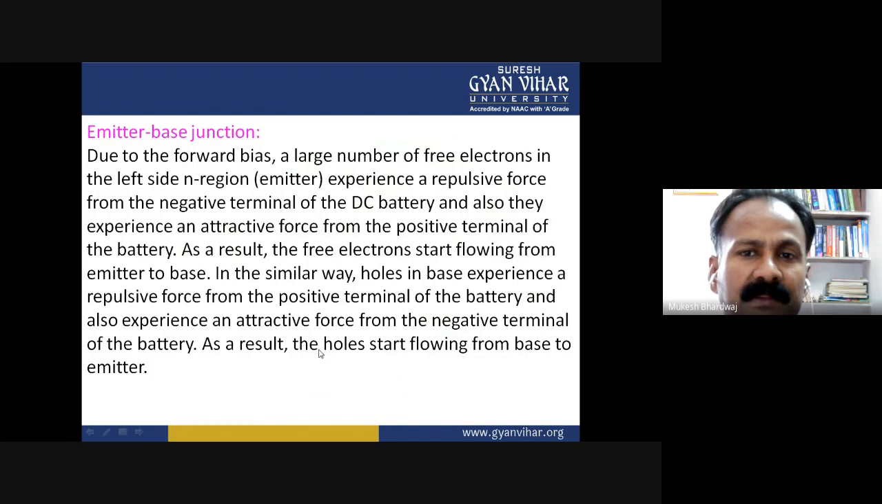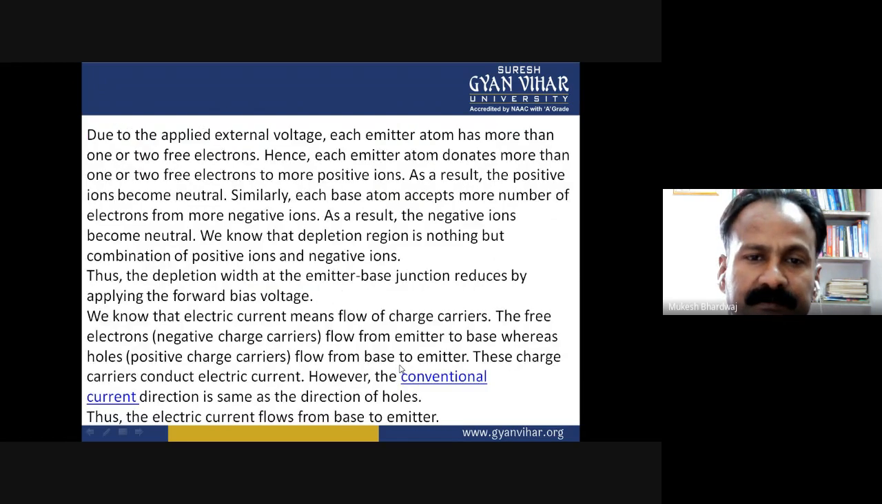Due to the forward bias, large number of free electrons in the left side N region experience a repulsive force from the negative terminal of the DC battery, and also they experience an attractive force from the positive terminal of the battery. As a result, the free electrons start flowing from emitter to base. In the similar way, holes in base experience a repulsive force from the positive terminal of the battery, and also experience an attractive force from the negative terminal of the battery. As a result, the holes start flowing from base to emitter.